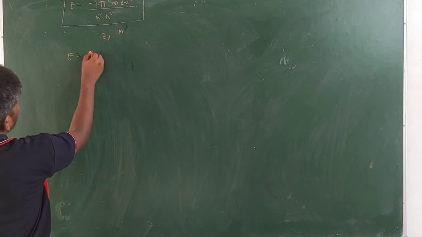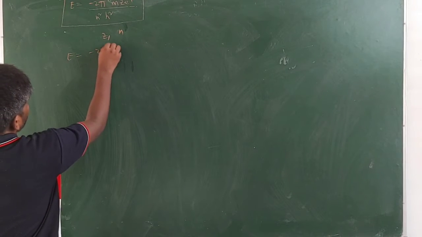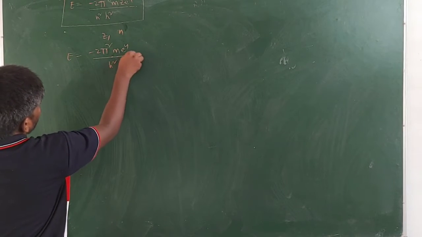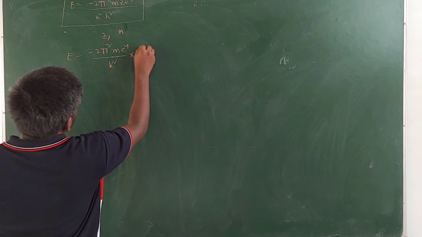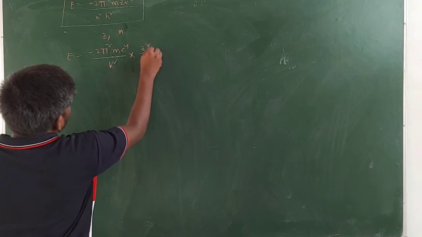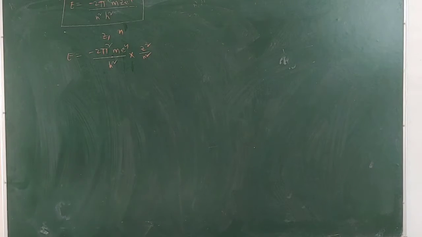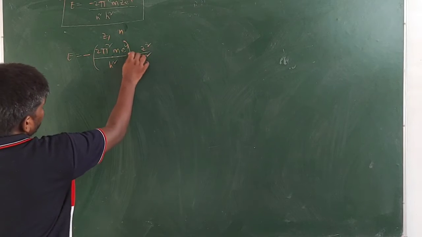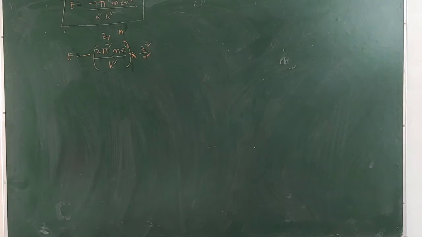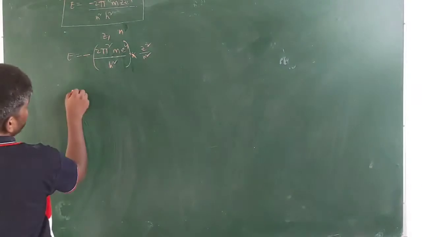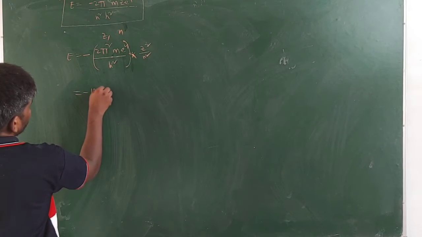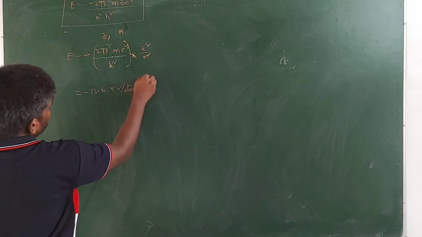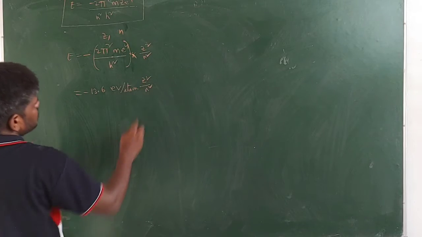So energy is equal to minus 2 pi square m into e power 4 by h square into which one? Yeah, Z square by n square. This is the constant value. Now if you substitute all the constant values in these terms, you can get a value that is minus 13.6 electron volt per atom into Z square by n square.